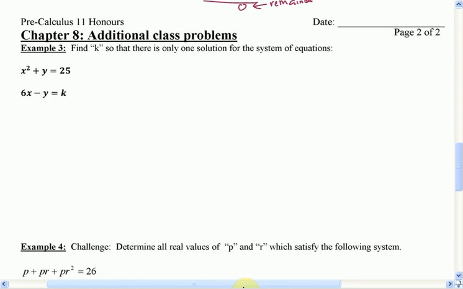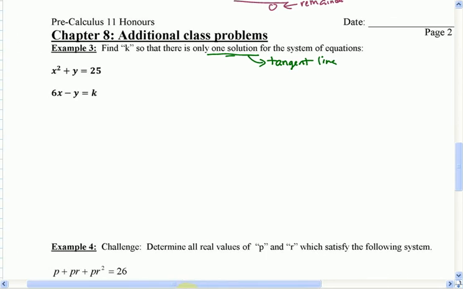Ladies and gentlemen, this one says find k, there's only one solution. One solution means it's like a tangent line again. Now, because you're only finding one solution, I guess you're trying to solve for the coordinates. In this case, what would you like to do? Substitution, elimination, what do you prefer? Substitute. Really? You guys love substitution, don't you? Isn't this one easier if I just do elimination by adding the two equations together?